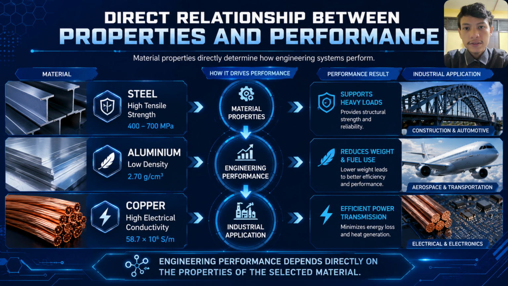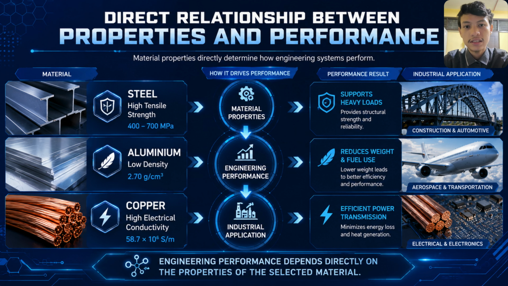This slide shows how material properties affect engineering performance. In engineering, material selection is very important because different materials have different properties. For example, steel has high tensile strength. Because of this, steel can support heavy loads and is widely used in buildings, bridges and vehicle structures.